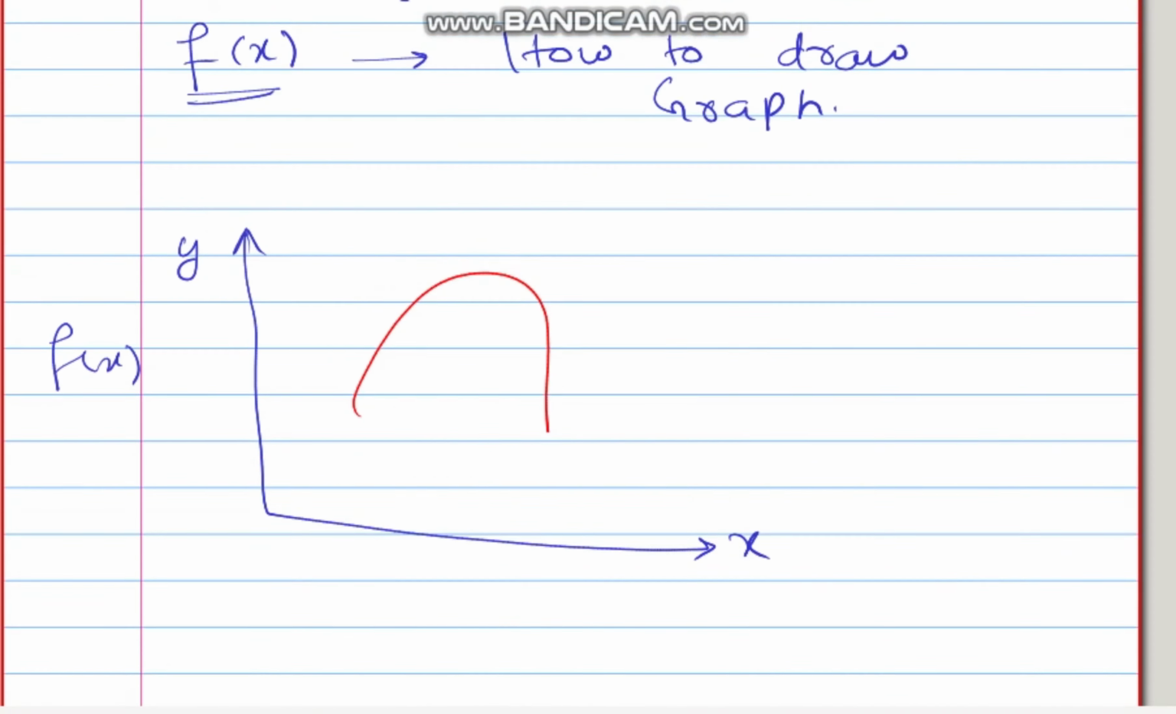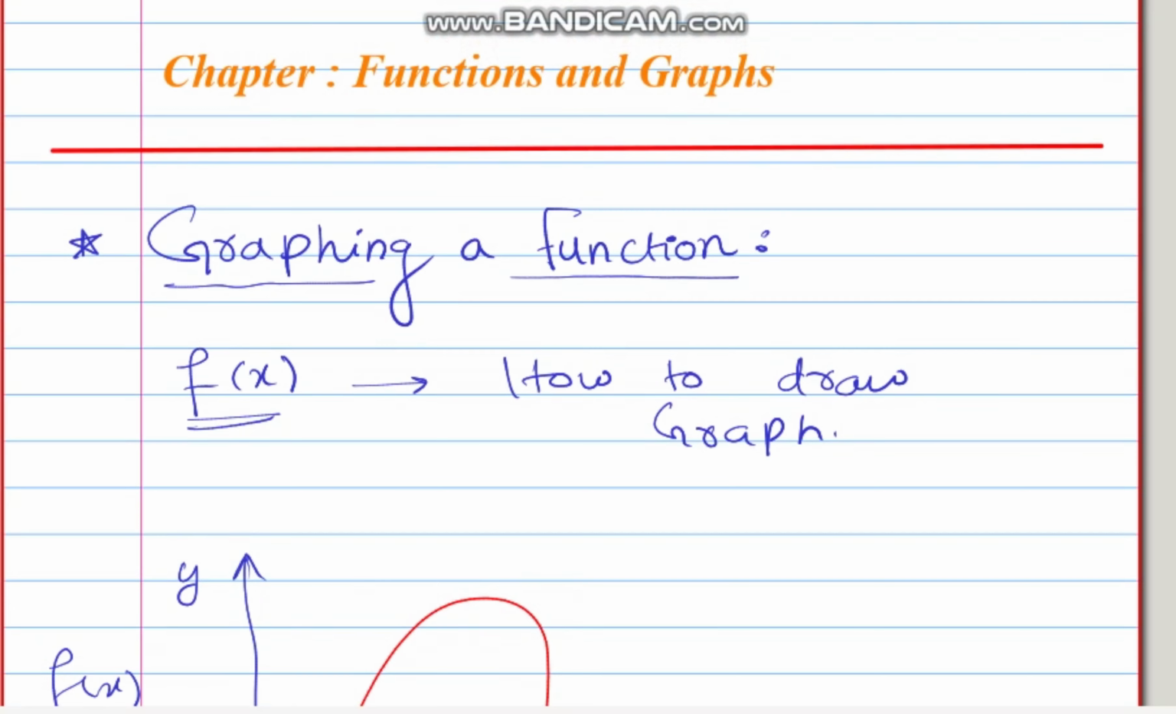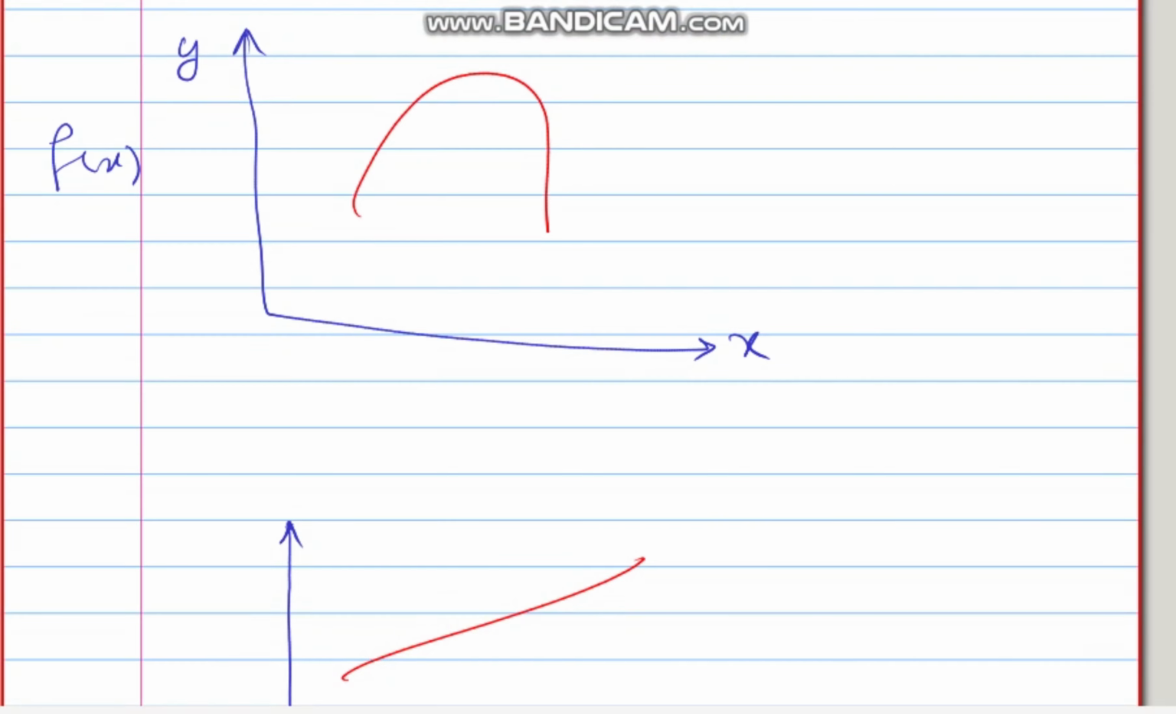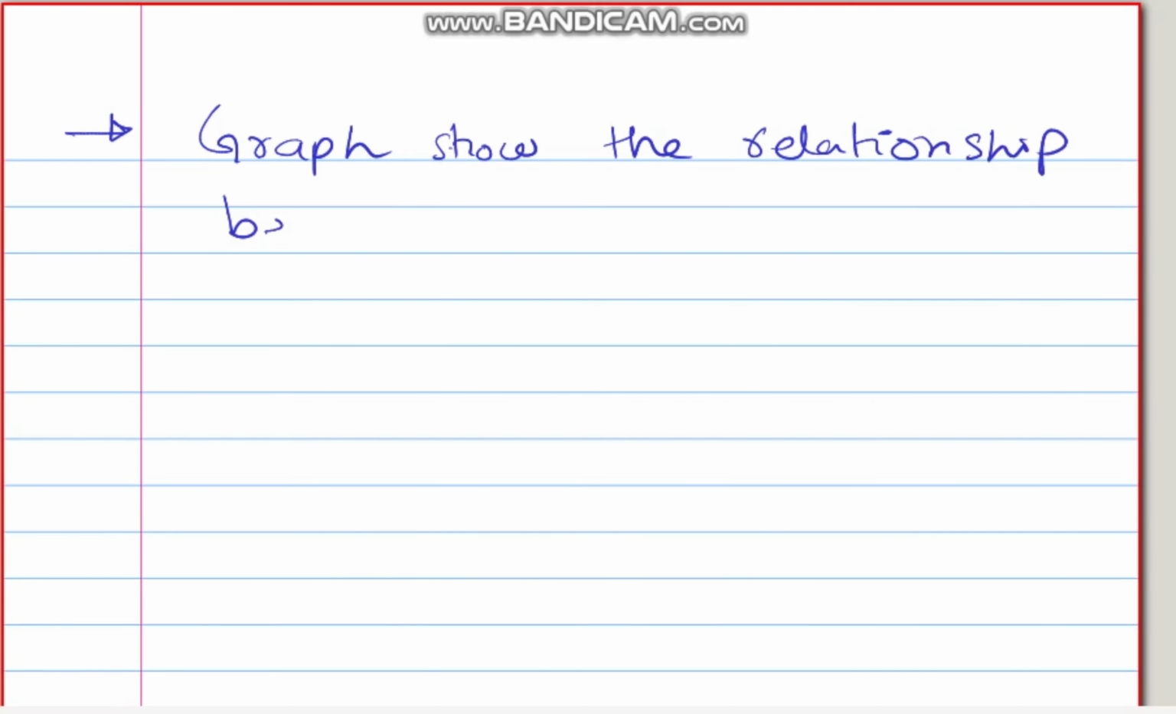So basically graphing tells us about the relation of the function. Let me write here with the red pen on the other page. Okay, the graph shows the relationship between input and output. So what is basically the input in our function? Input is always x. I told you before.